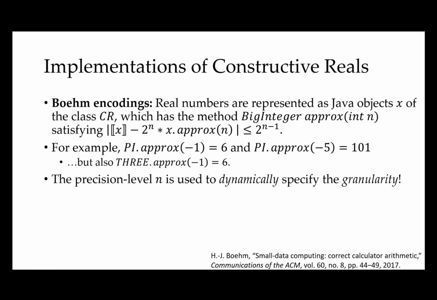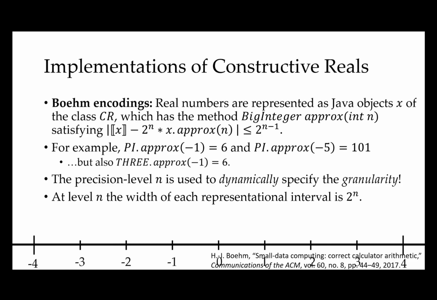But what we're saying here is, again, the precision level, which is the n, the argument of this function, is what's used to dynamically specify the granularity. So if we have a real line, at any level n, the width of each representational interval is going to be 2 to the n. That's what this inequality realizes.